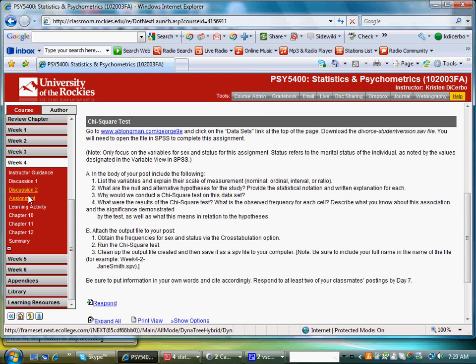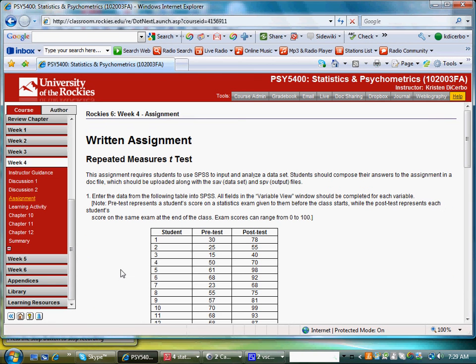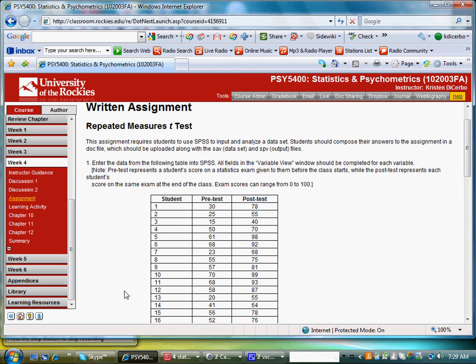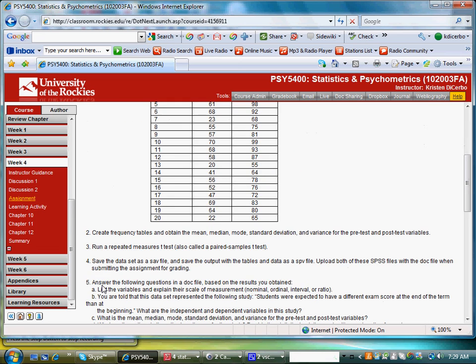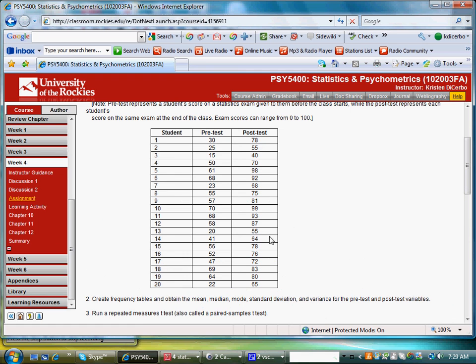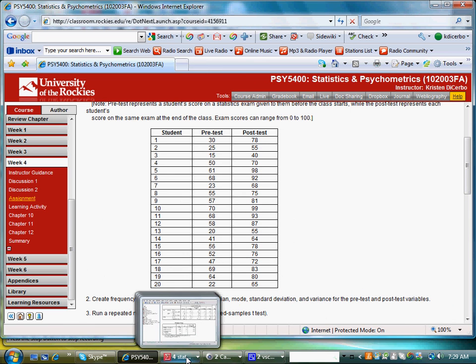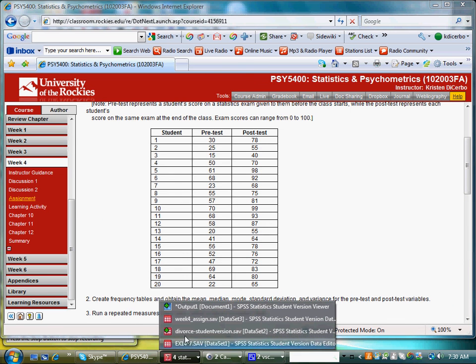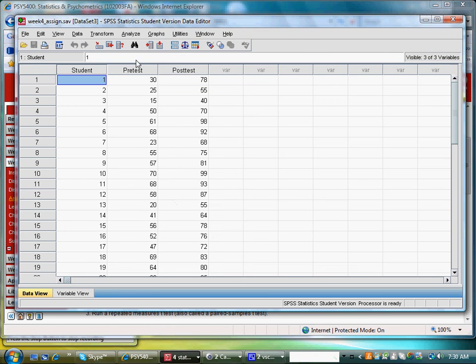And finally, in your assignment for the week, in this case, we have a single person who's measured multiple times. So each person has multiple measures or repeated measures, or sometimes it's called a paired sample because both measures are paired on the same person. So we're going to be doing a repeated measures t-test or a paired samples t-test with the pre and post test scores. So we enter this data here, week 4 assignment data.